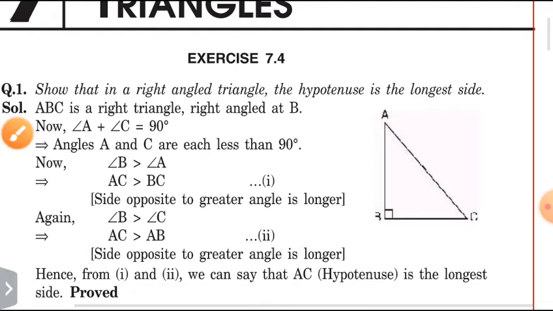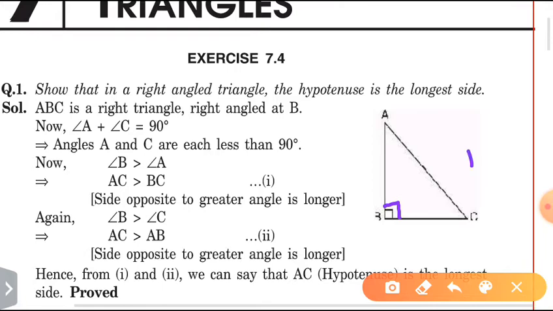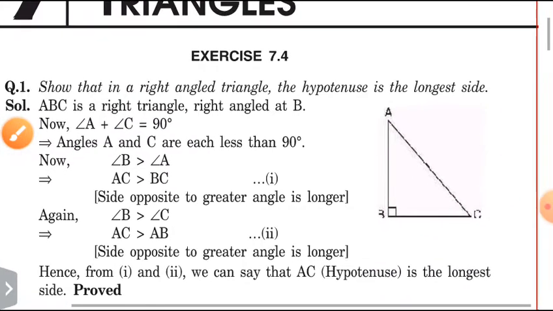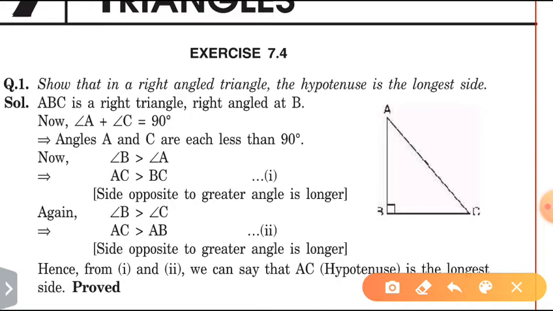Since we know that angle B is equal to 90 degrees, the sum of all three angles is equal to 180 degrees. So you can easily understand that A plus C will be 90, because B is 90 degrees. Obviously the sum of A and C will also be 90 degrees. Why are we writing this? To understand that angle B is the biggest. This is 90 degrees, but the sum of A and C is 90 degrees. Hence you can see that angle B is the biggest.